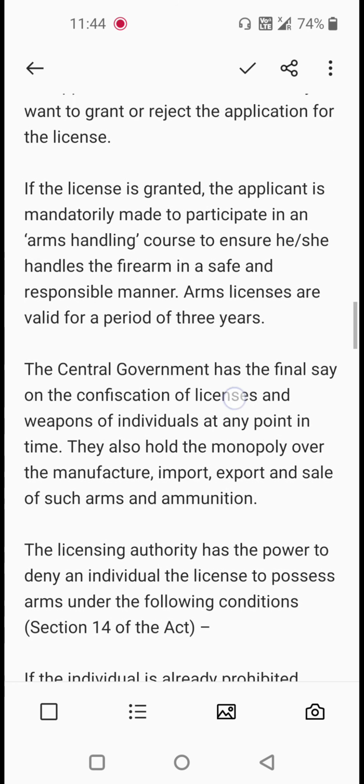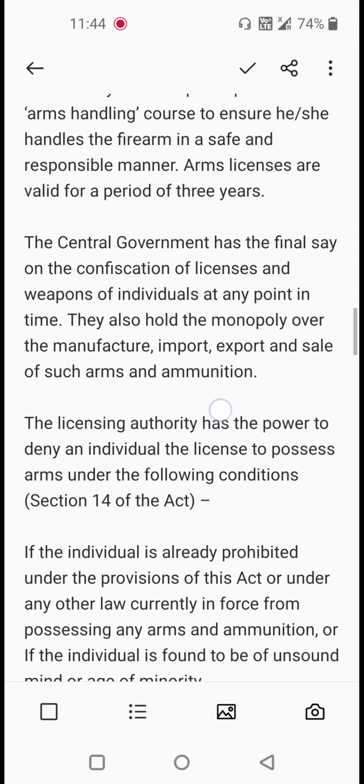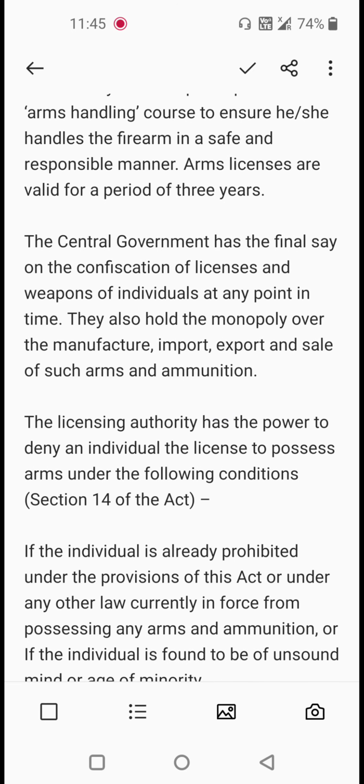Arms licenses are valid for a period of 3 years. The license is valid for only 3 years, and when you apply for it, it takes more than 1 year. So much strictness to pass the license. It is also important for us, because in a country like ours, where very few licenses have been issued, so many heated events have passed in our last 50-60 years of independence.